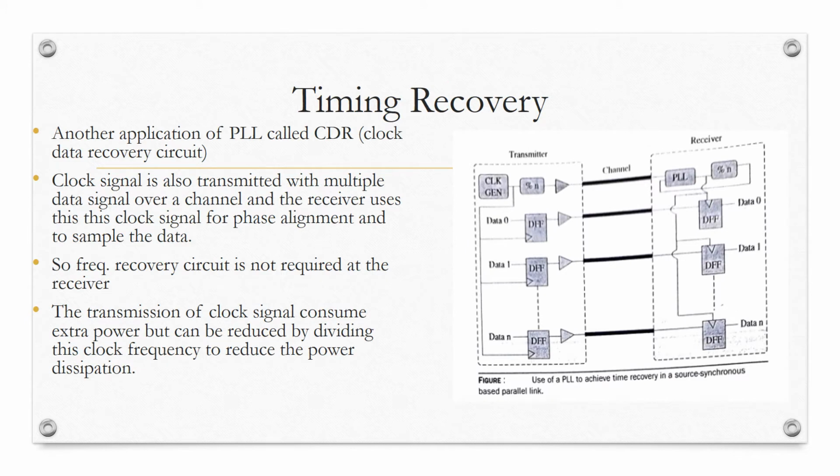Then another application of the PLL: if you have the clock generator in the transmitter, then you can transmit it using a divide by N network. You can convert it into a low frequency, and then transmit it to the receiver for synchronization purposes. If such an arrangement is done, then clock data recovery circuits are not required in the receiver.